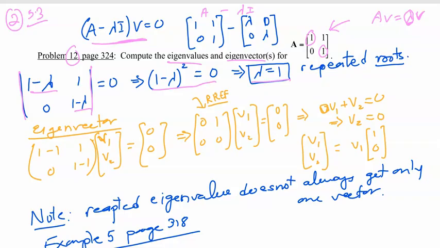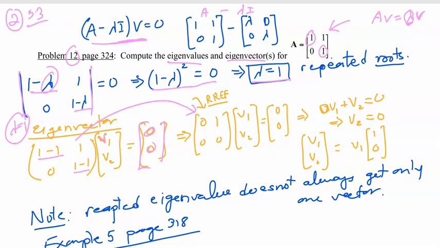Here we have a repeated root, so lambda is both 1 and 1. When lambda equals 1, that's your eigenvalue. You just plug lambda equal to 1 back in here, and then this times V equals 0. That's the equation. Then just copy the matrix right there.